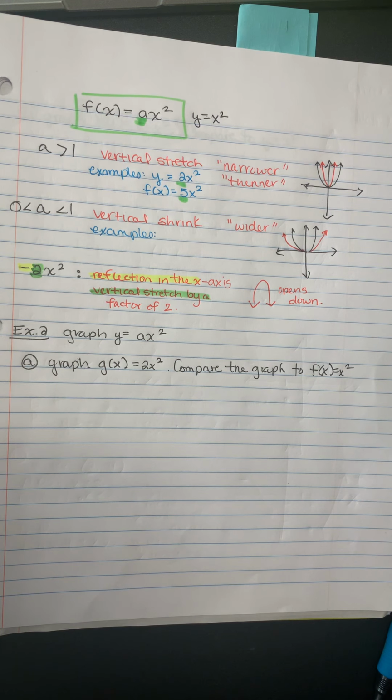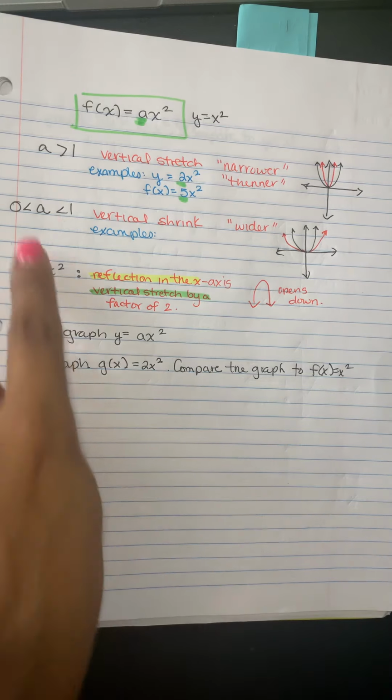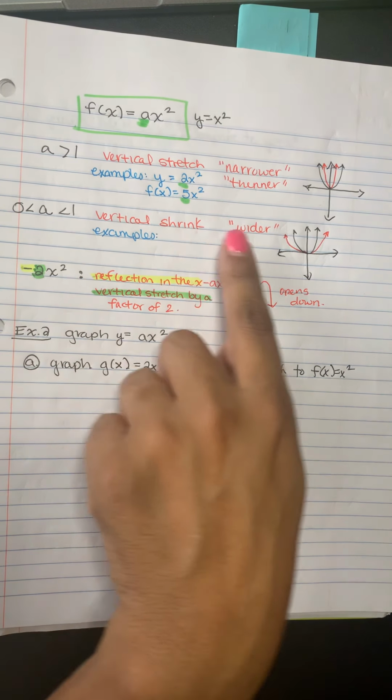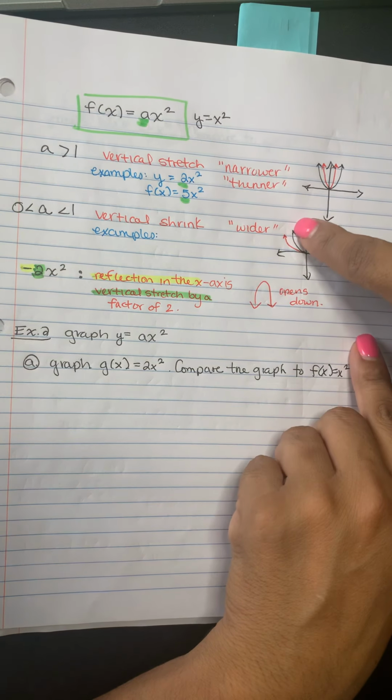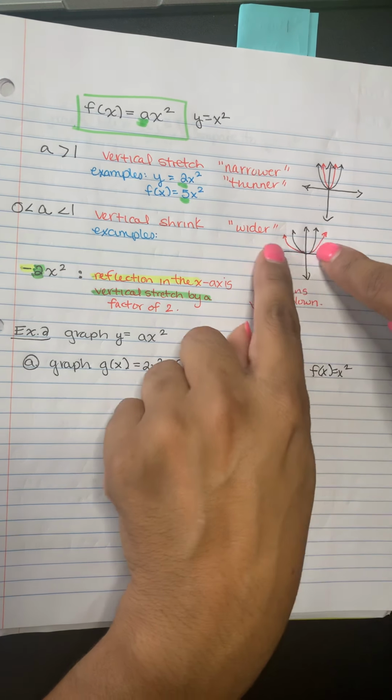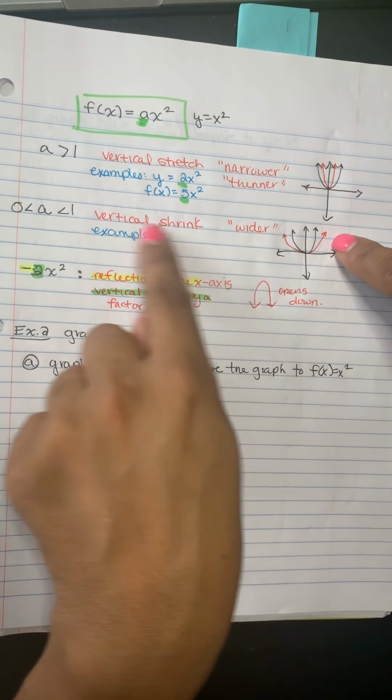All right, next thing I want to talk about is what happens when a is less than 1 but greater than 0, like 0.5. So we're dealing with fractions or decimals: 0.5, 0.32, 0.3. This is what we call a vertical shrink. That really means that the graph is going to get wider. So again, in black, we have the parent function and then the vertical shrink.